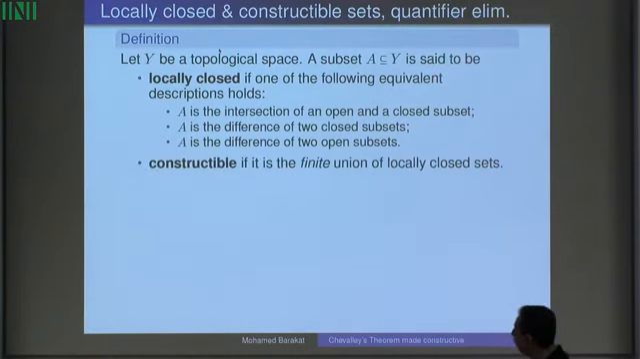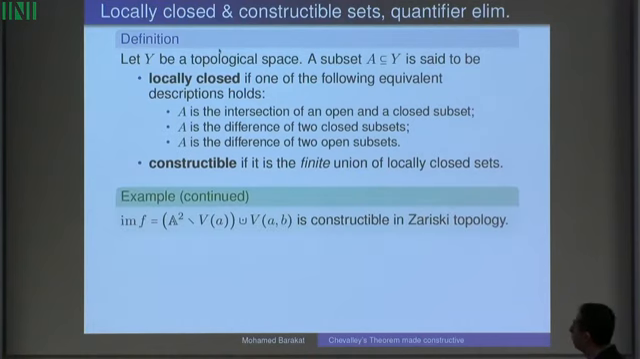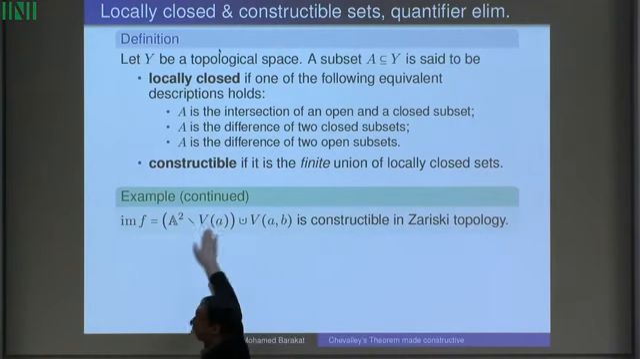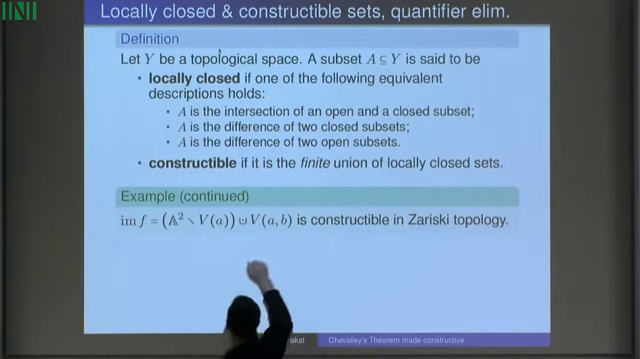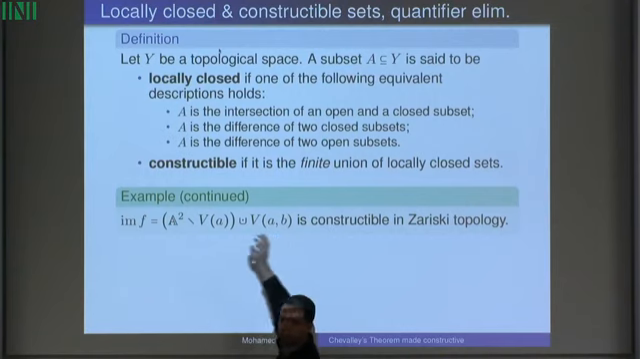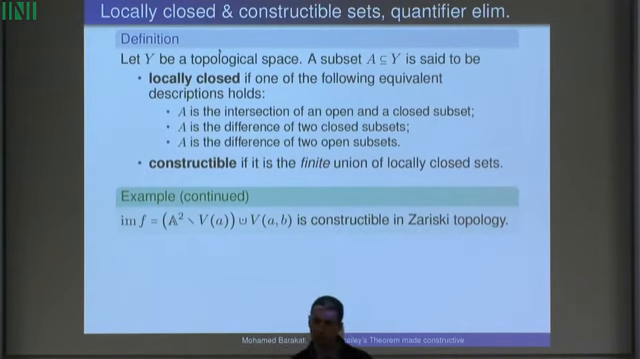Now we introduce a new notion, the notion of constructible, new for this slide. A subset A is called constructible if it is a finite union of locally closed sets. And now we can see that the image of F is constructible in the Zariski topology, right? This is closed without closed, union closed without empty. So it's the union of locally closed sets, right?